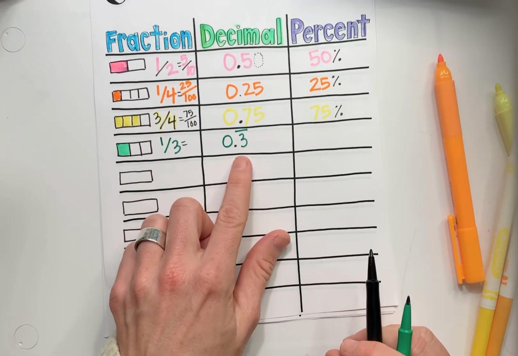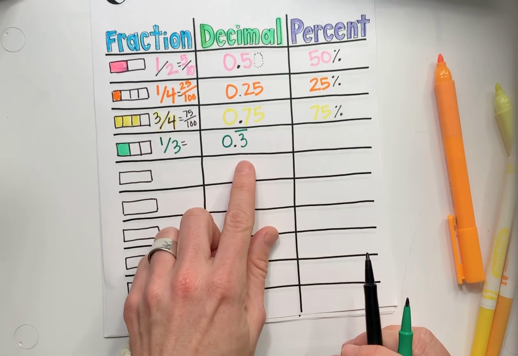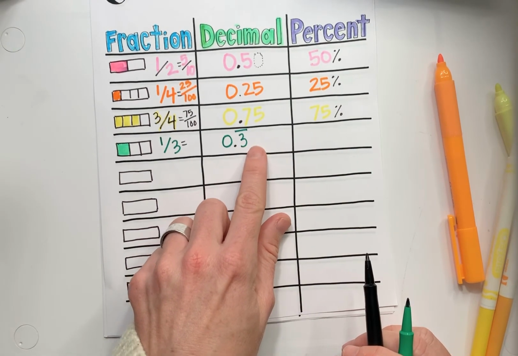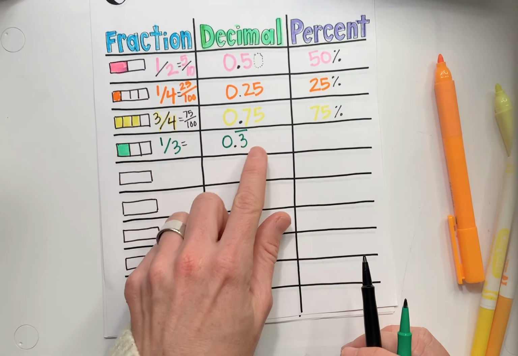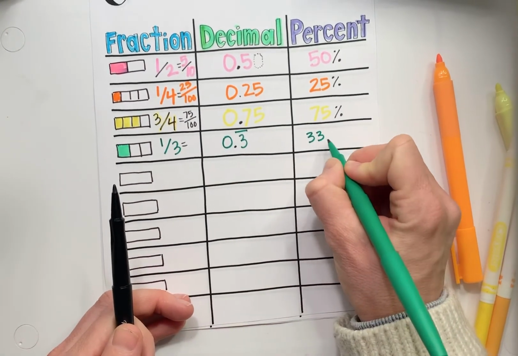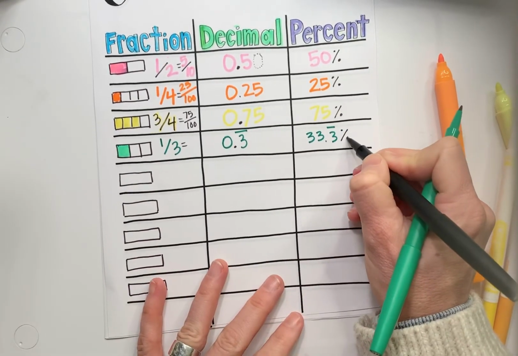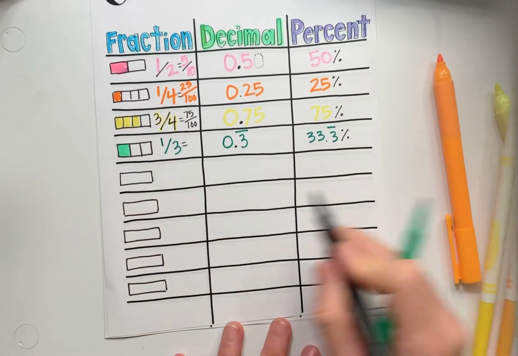And then the way that looks as a percent, 3 out of 10, but we know that it's 33 out of 100, or 33.3. So we can then say 33.3 with a bar percent.